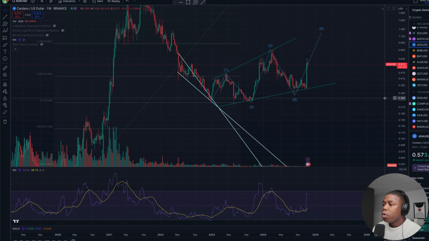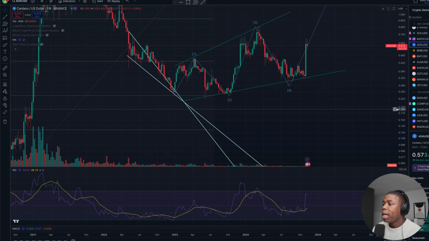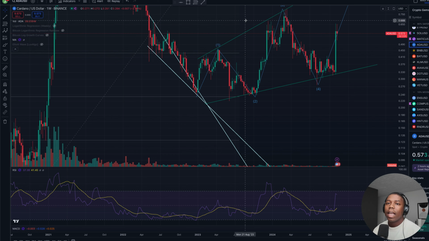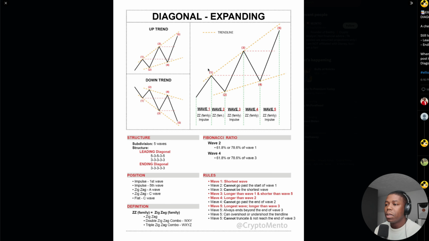Now jumping into where we're coming up with this expanding diagonal. You can see right here when it first touched the 0.5 Fibonacci level, we got this nice bump up. That's creating our wave 1, as you can see right here.